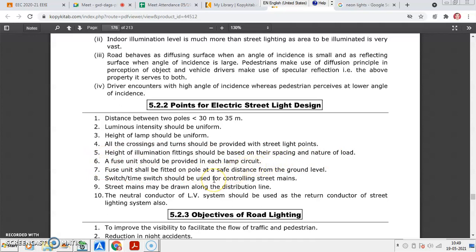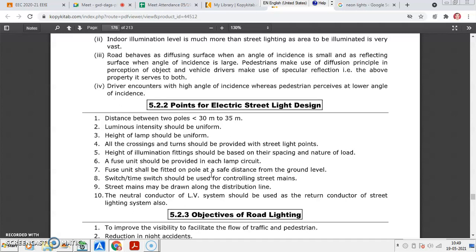It should be fitted at a certain height from the ground level, at a safe distance from the ground, for the protection of the persons operating it. A switch should be used. You may have automatic, you may have manual. Switch timers for on and off can be provided.